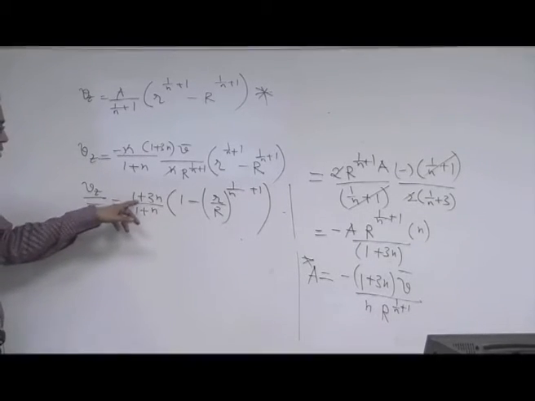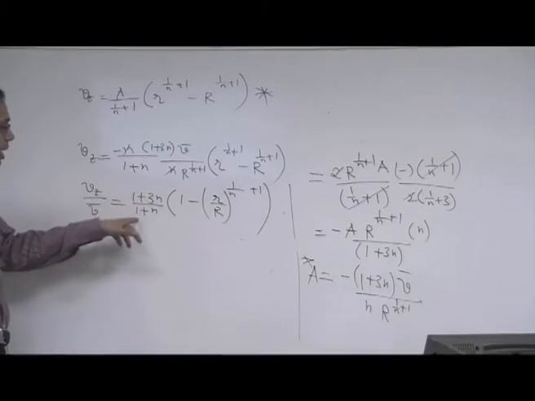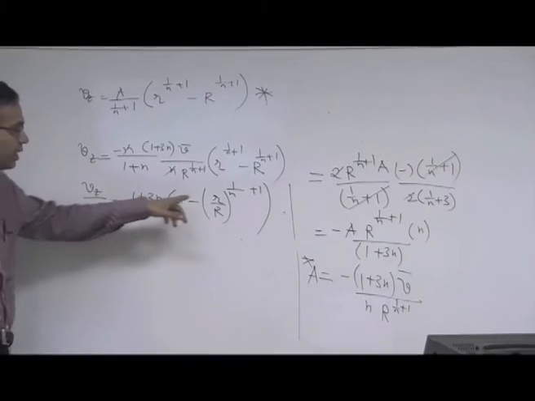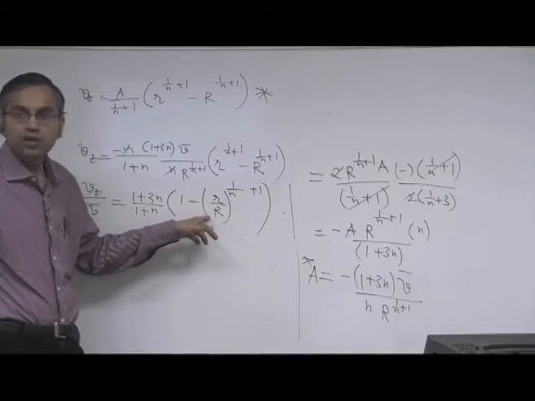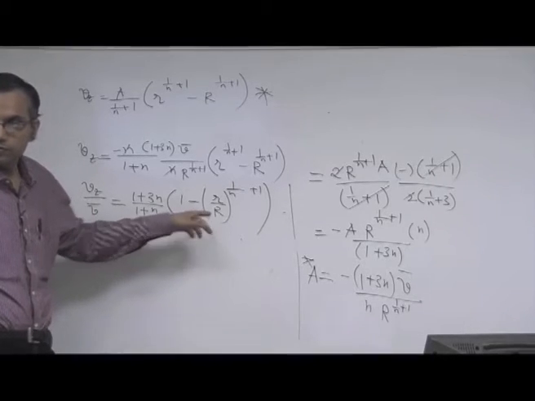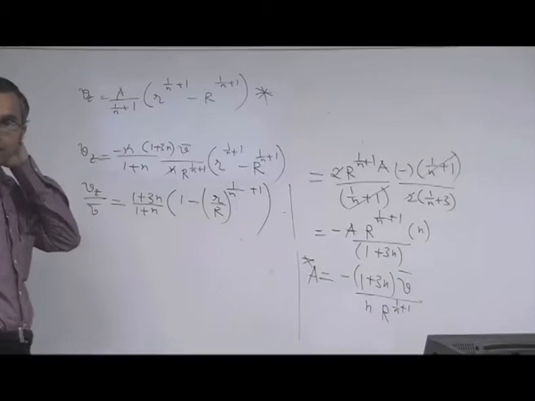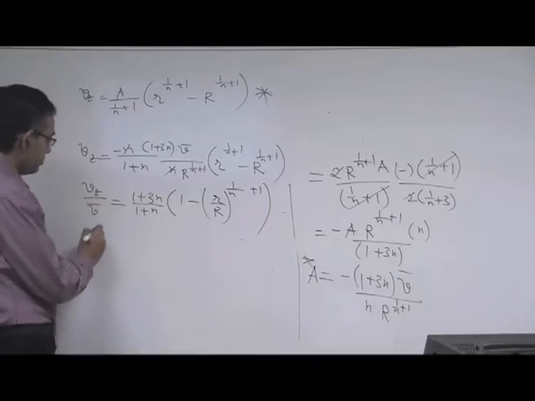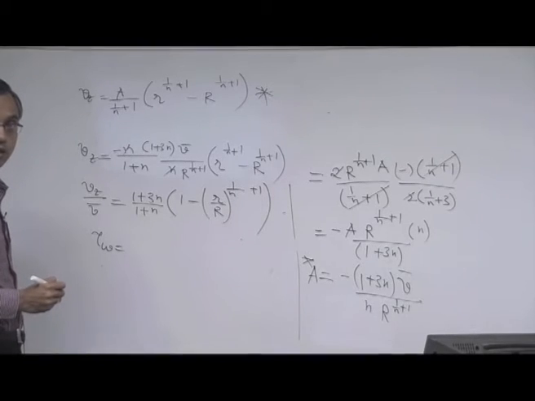So, if n equal to 1, it becomes 4 by this, so 2. So, Vz by V average is equal to 2 into 1 minus small r by capital R square, that is the Hagen-Poiseuille flow velocity profile. Okay. So, you can see that once you get this velocity profile, then you have everything. So, you can calculate the wall shear stress.